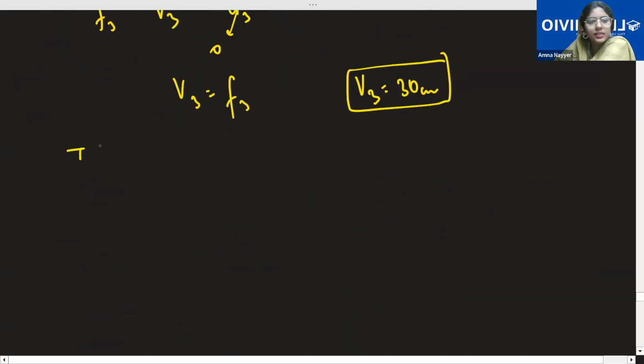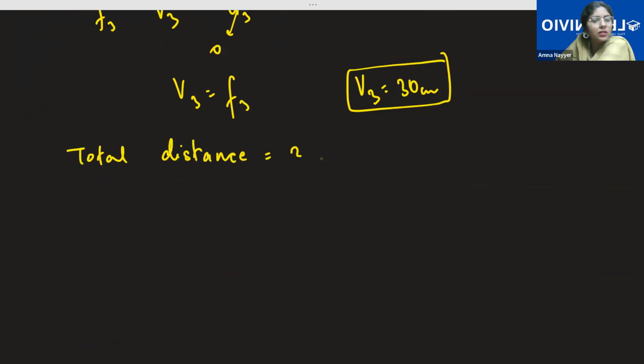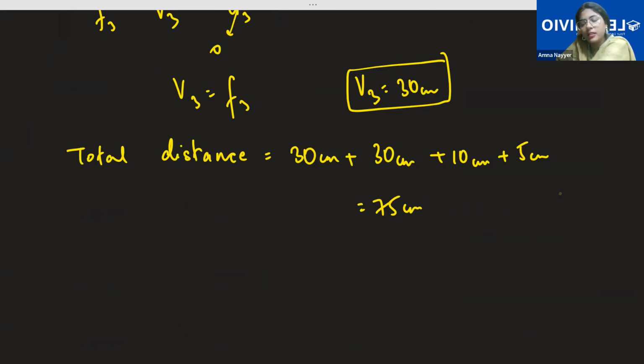So total distance will be 30 centimeter plus 30 centimeter plus 30 centimeter plus 5 centimeter. That is 75 centimeter from the object. Because you'll have to answer with respect to the object unless stated with respect to the convex lens.